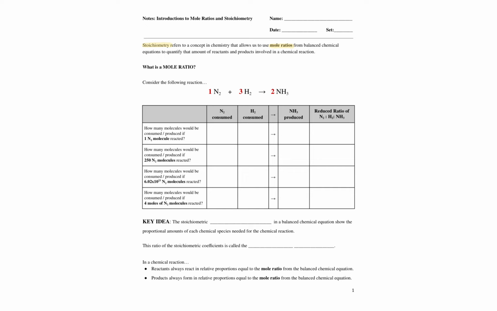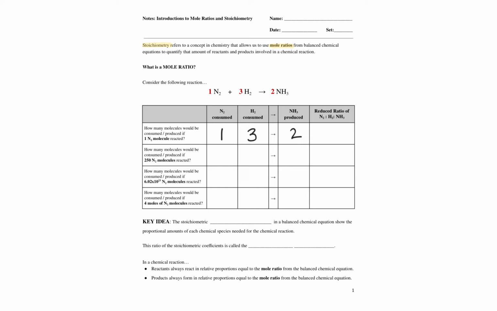We can see from the balanced chemical equation that 1 N2 combines with 3 H2 to form 2 NH3. And these coefficients, 1, 3, and 2, can be viewed in several different ways. The simplest way is if we were to consume 1 molecule of N2, it would require 3 molecules of H2, and then we would produce 2 molecules of NH3. But in any real reaction, we would never have such few molecules. But this ratio remains the same.